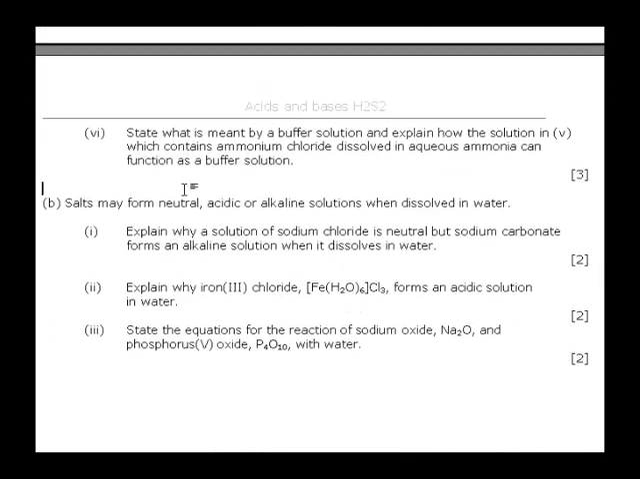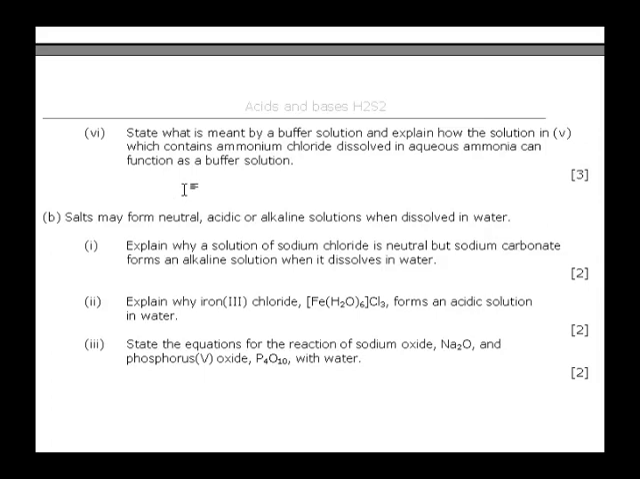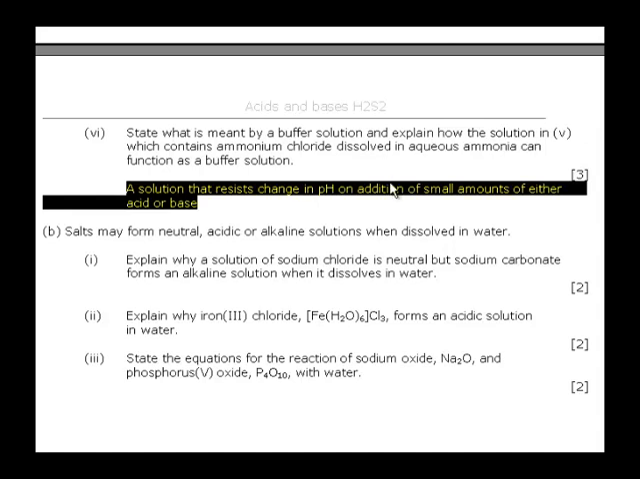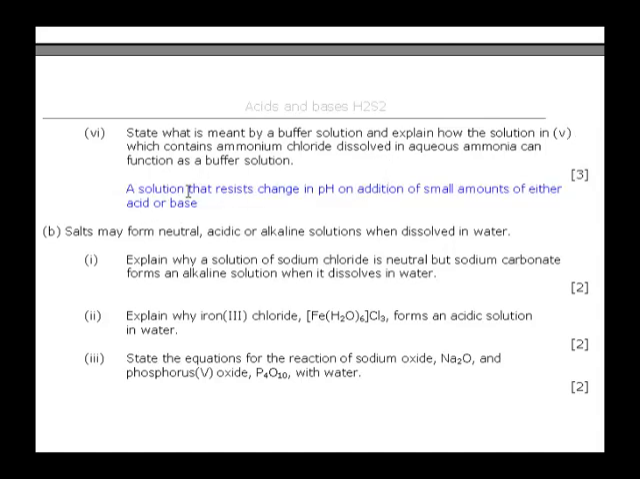Next part of the question, this seems to be an amazingly long question. State what is meant by a buffer solution. A buffer solution is a solution that resists change in pH on addition of small amounts of either acid or base. That's our definition of a buffer solution. Explain how the solution in part 5, which contains ammonium chloride dissolved in ammonia, can function as a buffer.